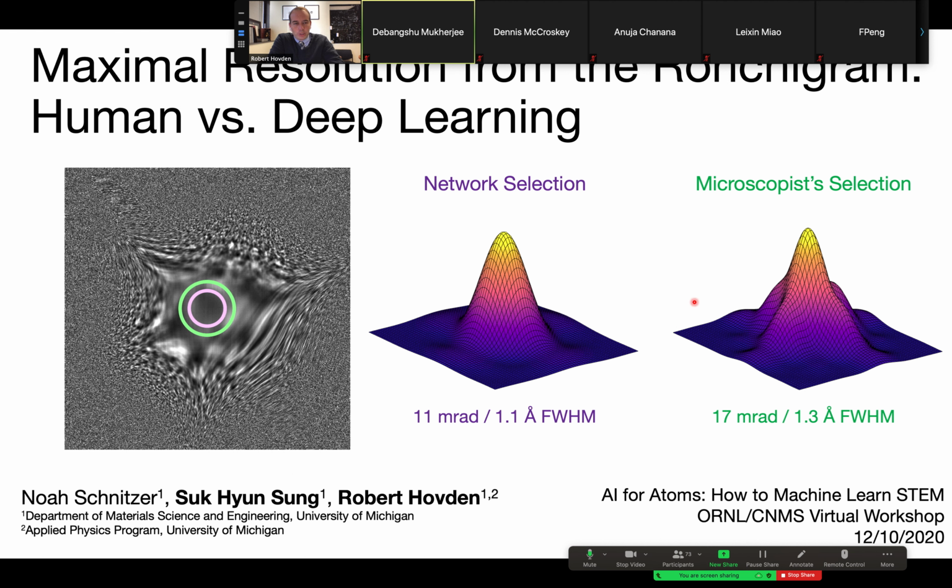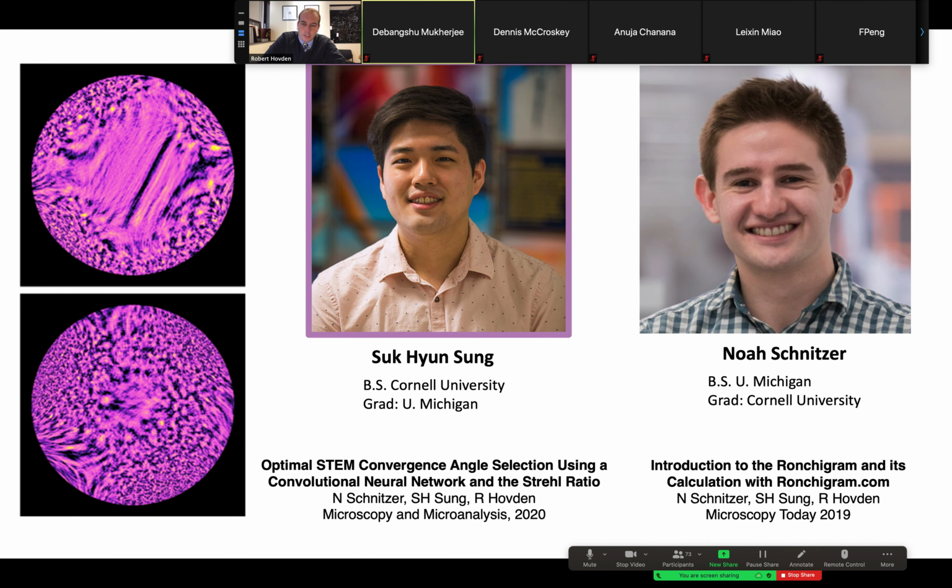So what we'll show is the heuristics of how we determine the training for the network selection and how that outperforms the electron microscopist. This work was done by two students in my group, Sukyun Sung, who's here as a co-presenter to answer questions after the talk, as well as Noah Schnitzer. And it's based on the work that they published in 2019 and 2020, articles on optimal STEM convergence angle selection using neural networks and Strehl ratio, as well as an introduction to the Ronchigram and how we simulate it.